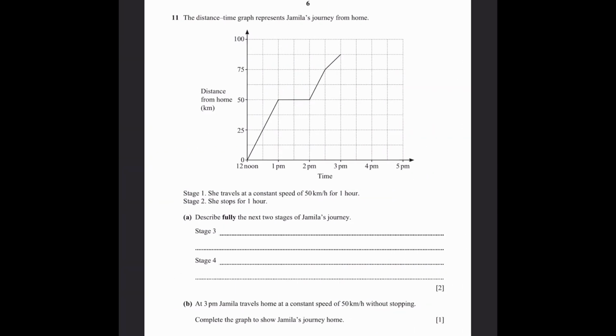Question 11. This distance-time graph represents Jamila's journey from home. Stage 1: she travels at a constant speed of 50 kilometers an hour for 1 hour. Stage 2: she stops for 1 hour. A. Describe fully the next 2 stages of Jamila's journey. So the first 2 stages described are these 2 line segments here. The third line segment is this one, which is traveling 25 kilometers in 30 minutes, or half an hour.